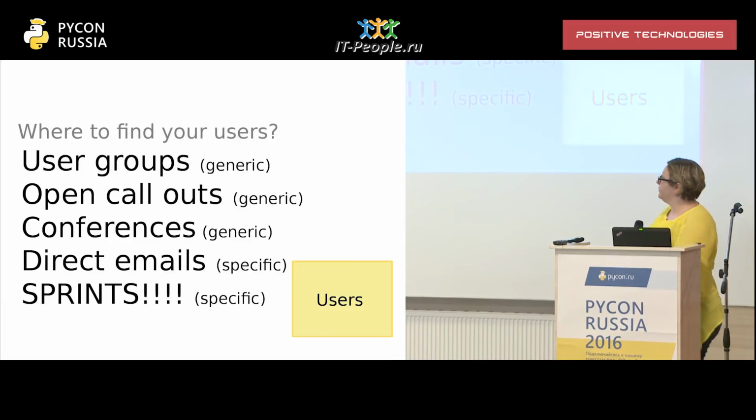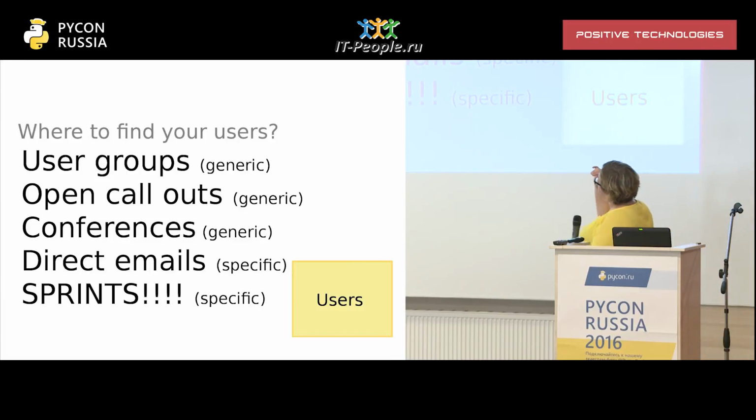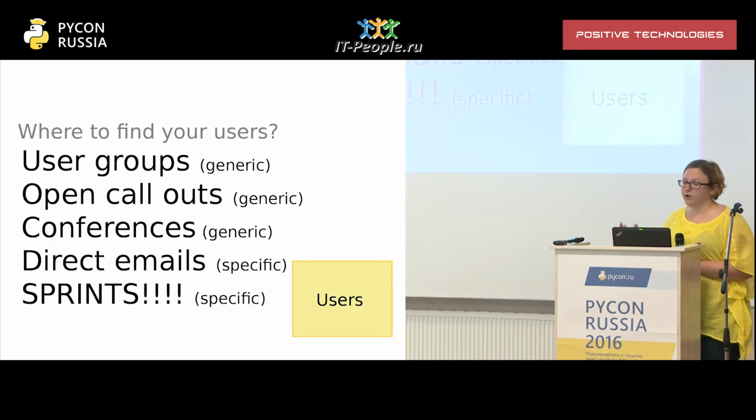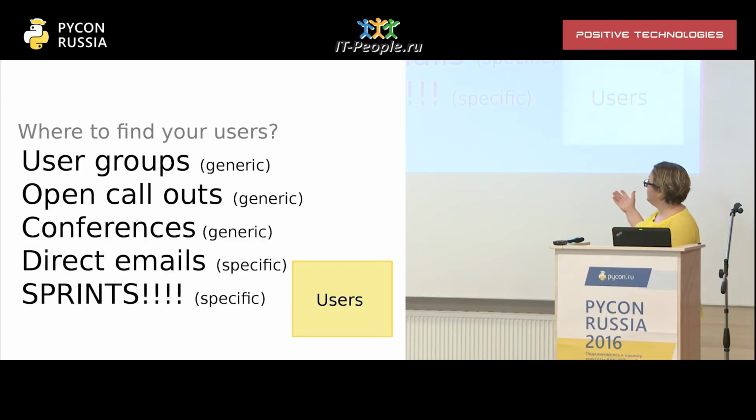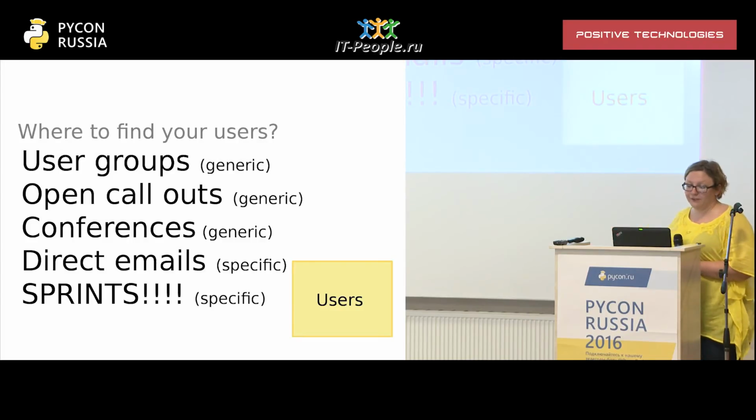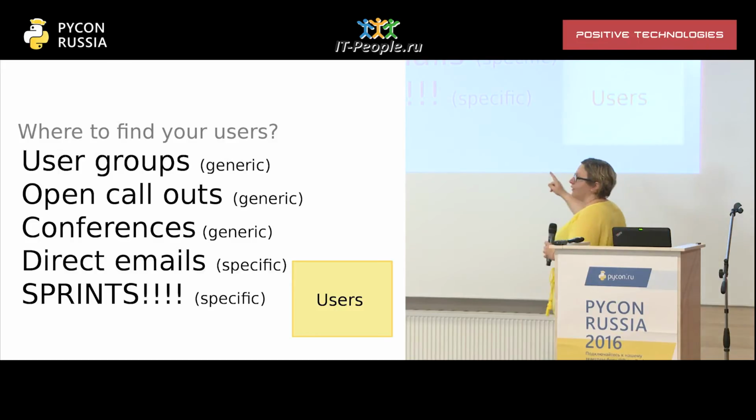Now, how do you find these people to do some of these exercises with? And we'll get back to the exercise in a second. These are the ways that I've found people: user groups, open callouts, which are like on Twitter or an open call out to a user group, conferences, direct emails if you know people or look people up on LinkedIn, and sprints. I cannot emphasize sprints enough.